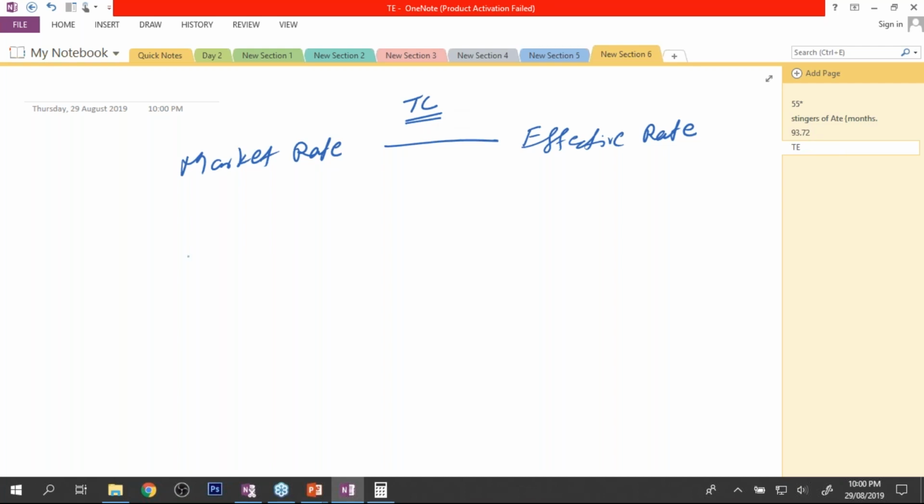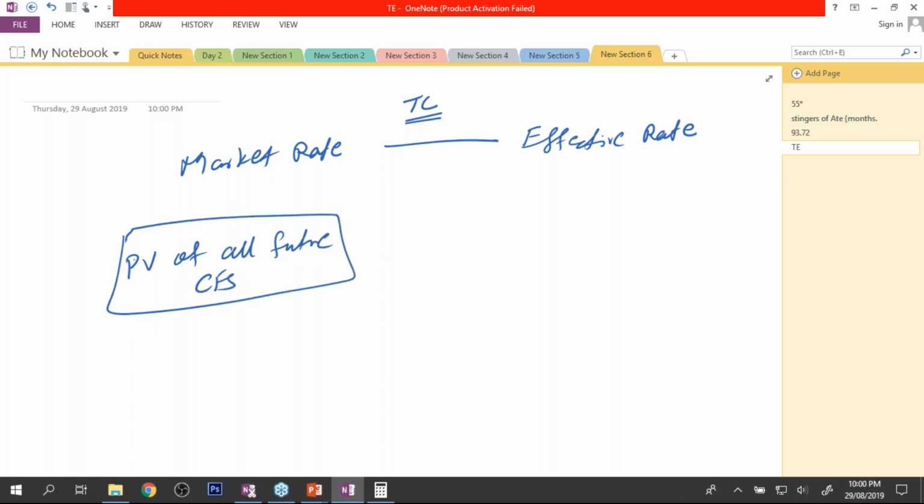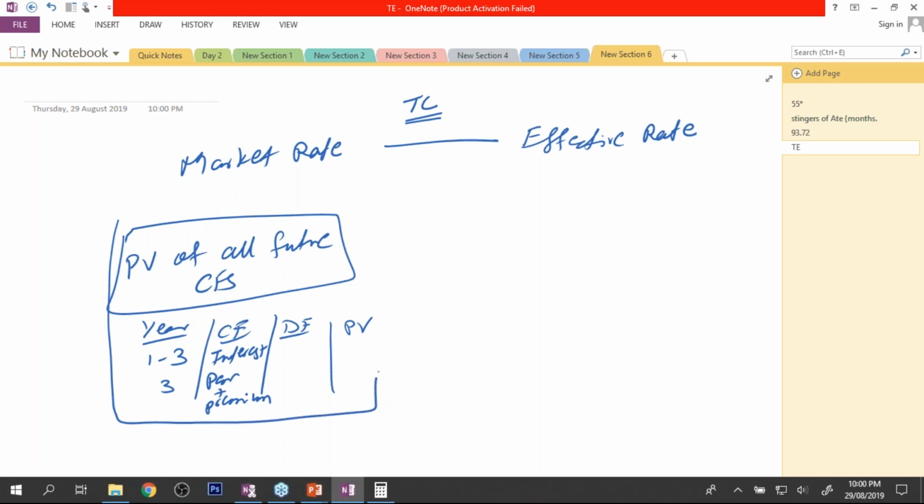Now, when we calculate the present value of all future cash flows, we made a table of year, cash flow, discount factor, and the present value. We took year 1, 2, and 3. We took the interest in the cash flow and the par value plus the premium in year 3. Did we take the transaction cost in this? Is the transaction cost included in this entire process? Yes or no? No. This means that the transaction cost should not be there in the rate as well.